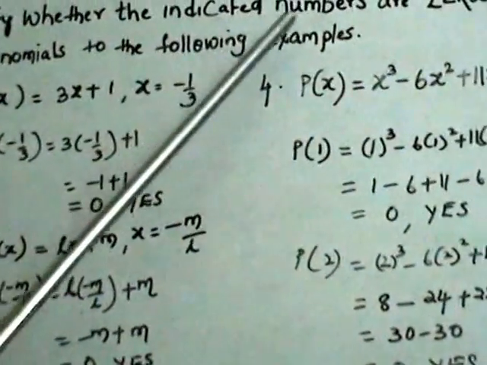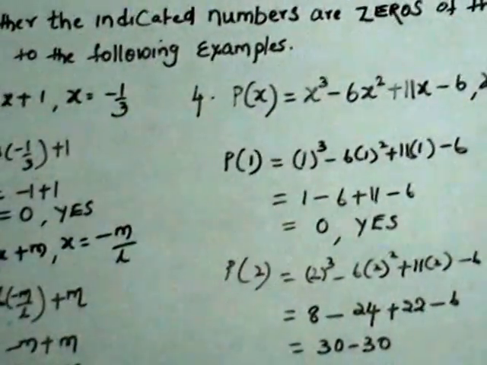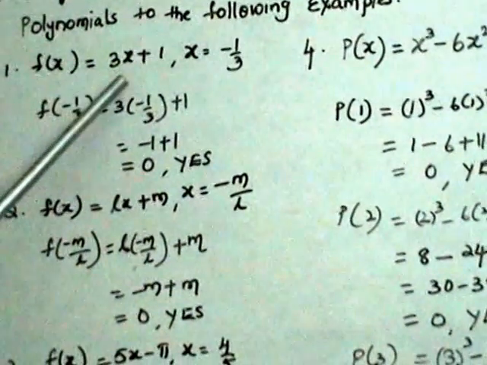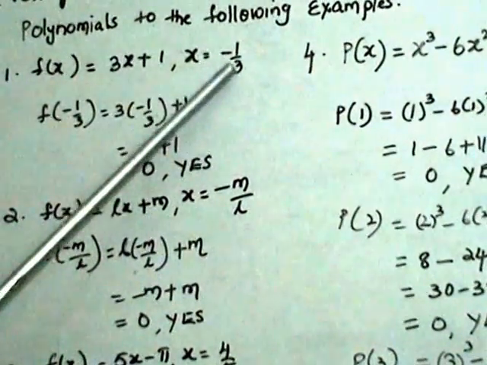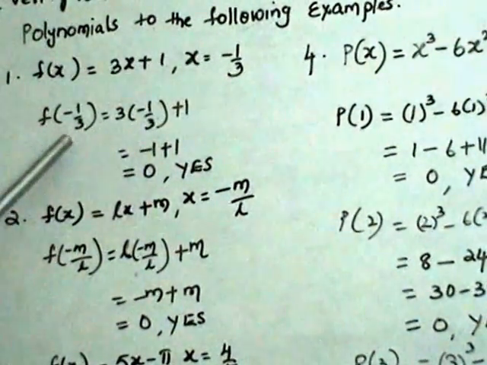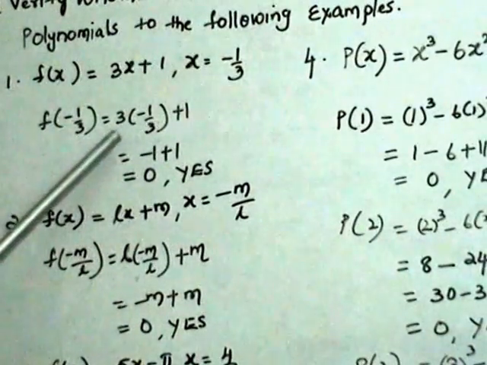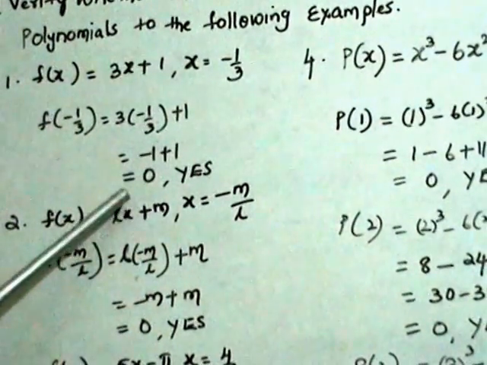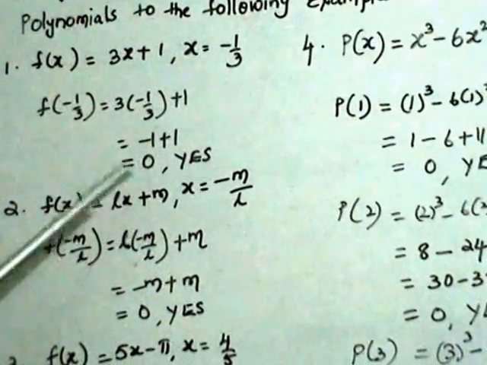Verify whether the indicated numbers are zeros of the polynomials with the following examples. Given f of x is equal to 3x plus 1, where x is minus 1 by 3, therefore f of minus 1 by 3 is equal to 3 into minus 1 by 3 plus 1, which is minus 1 plus 1, which is 0. So this is a 0 of the polynomial.